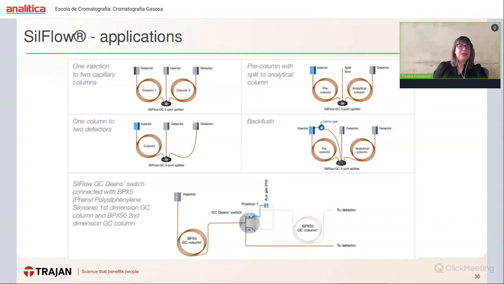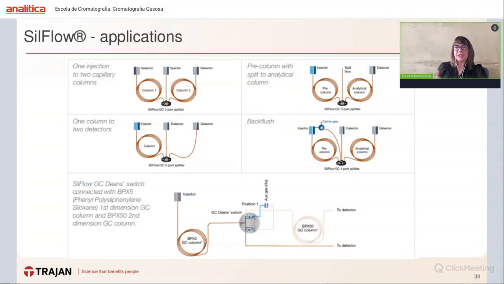what can be done with the SilFlow, how it can be used. So going from the left, we can have one injector and sample going through the splitter onto two different columns into two separate detectors, or our sample can be injected, go through the one column, and then can be split into two detectors. And three-port splitter, another variation.